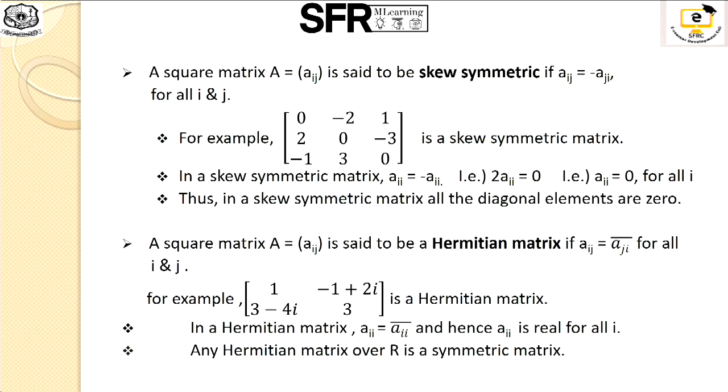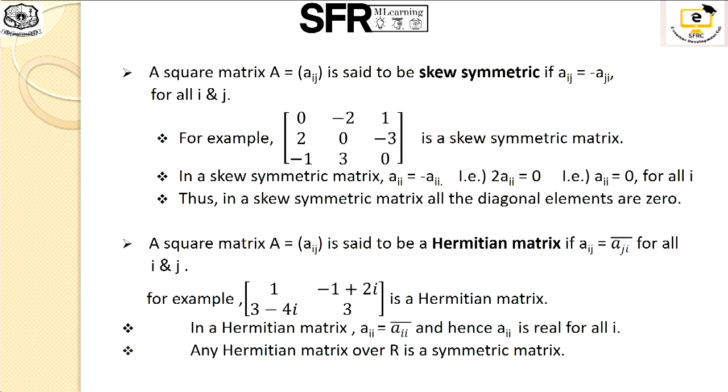And similarly, you can define Hermitian and skew Hermitian. Here in a Hermitian matrix, the entries may be complex numbers. That is, a square matrix is said to be a Hermitian matrix if Aij equal to Aji the whole bar, where bar denotes the conjugate of the entry. Here you can take the example. The first diagonal elements are 1 and 3. You can see the 1 2 entry is minus 1 plus 2i.